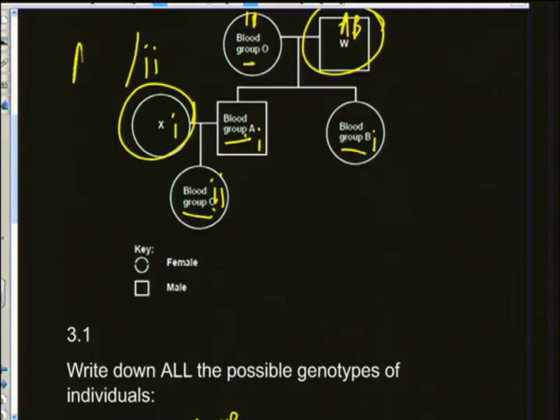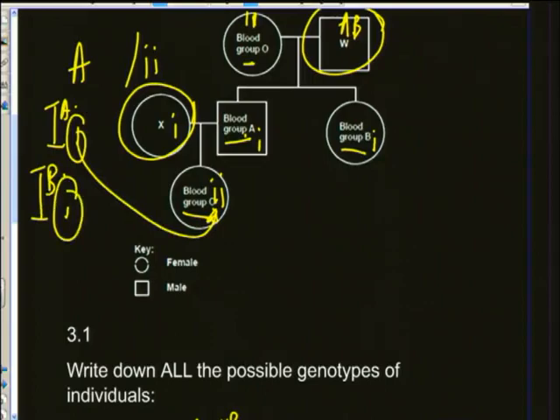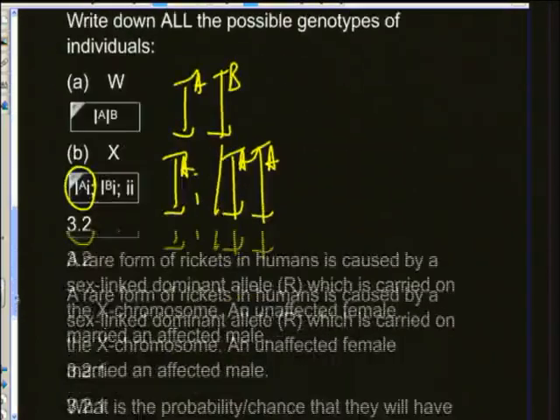X could also be A, but it had to be heterozygous A to give that one small i. Or it could have also been B, but heterozygous to give that one i. Are you catching that? Yes. All right, so that covers us on the blood group.